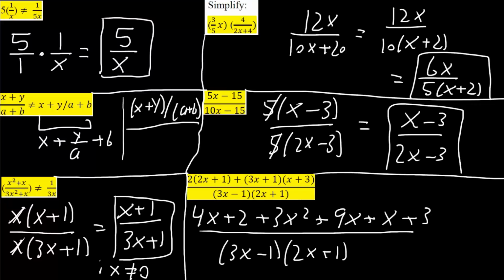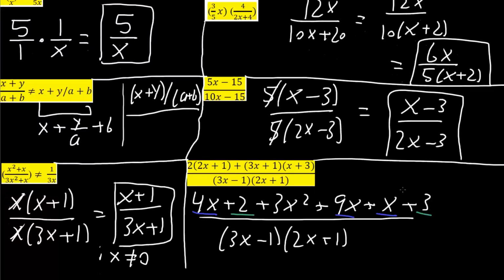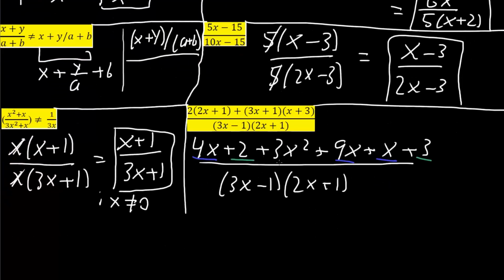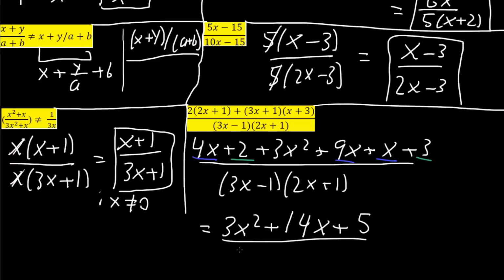So the next thing we're going to do here is group what we have. So we have a 4x, a 9x, and an x. And we have a 2 and a 3, and we only have 1 3x squared. And so we're almost there. And so our final answer would be 3x squared plus 9x plus x plus 4x would be 14x, plus 2 plus 3 is 5, divided by 3x minus 1 parentheses 2x plus 1.